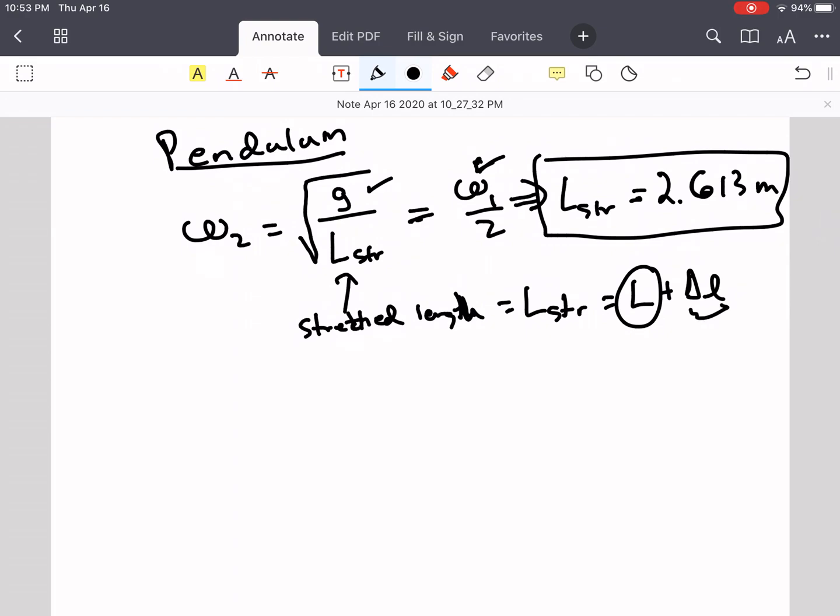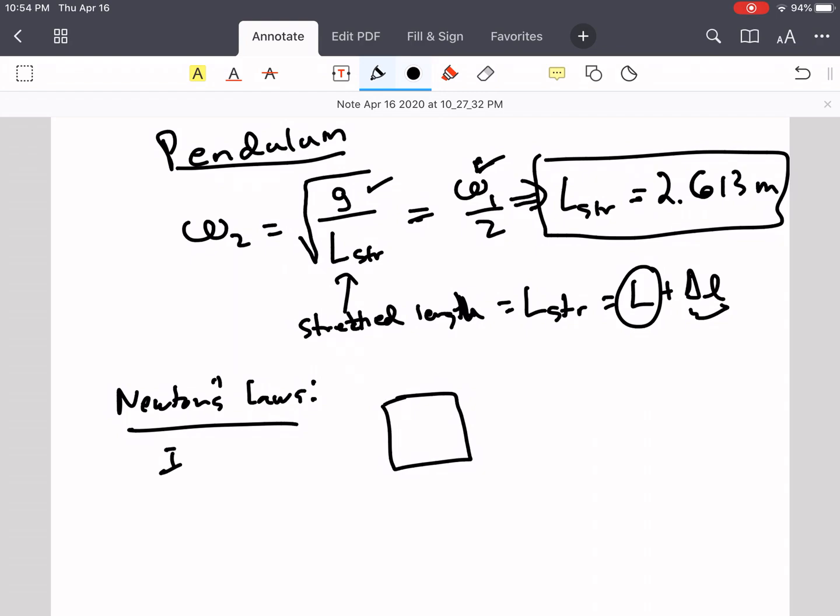So in order to do that, I simply need to solve for delta L. And in order to solve for delta L, I'm simply going to use Newton's laws. So I'm going to draw the free body diagram in equilibrium. So in equilibrium, there's the weight of the apple acting down, and then the spring is acting up, and that is K times delta L, the additional stretching.